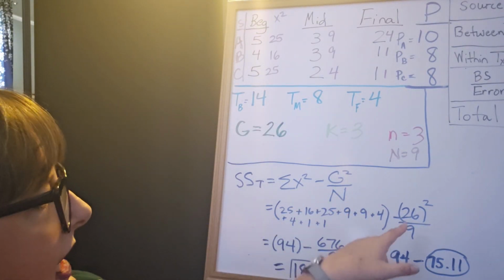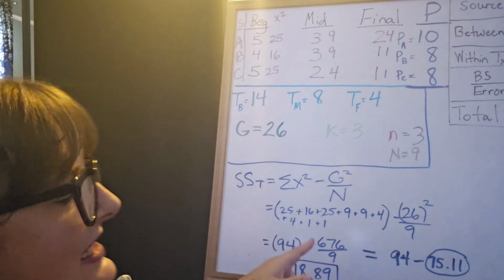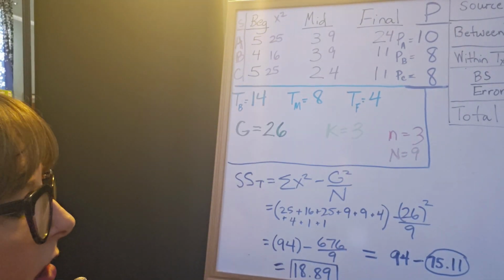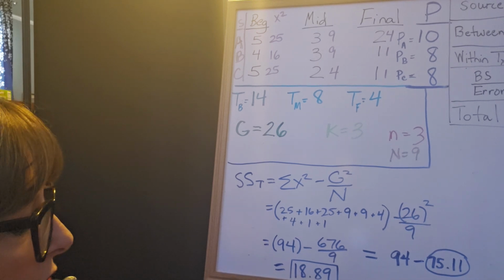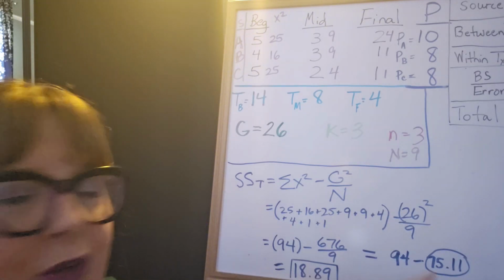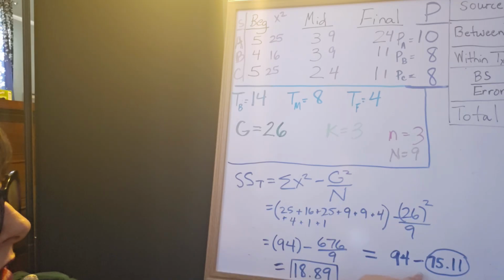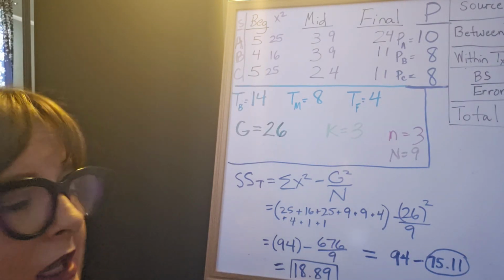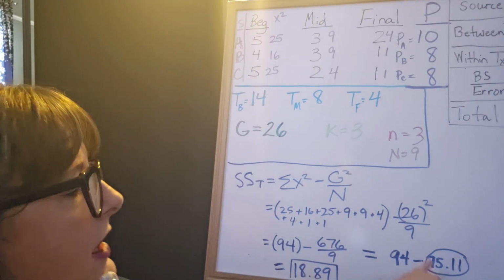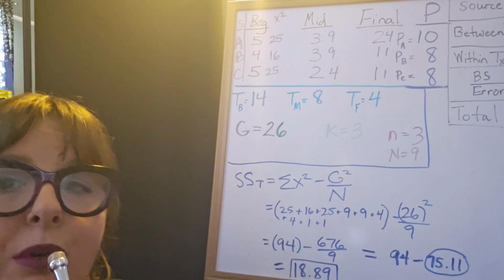Now, for G squared over N, G is 26, so we square 26. That's going to be 676. And then we divide by capital N, which is 9. So G squared over N is going to be 676 divided by 9, which is 75.11. We're going to need that in a different formula. That's why I circled it. So we get 94 minus 75.11. The 94 is all of these scores squared and added up. The 75.11 is our G squared over N. So we subtract that from 94 and get 18.89.